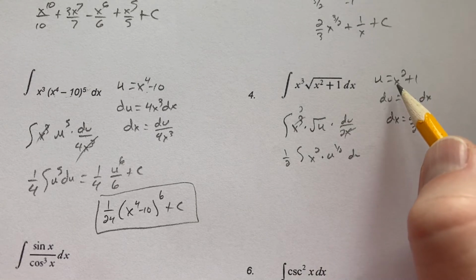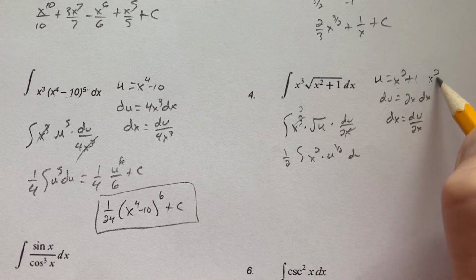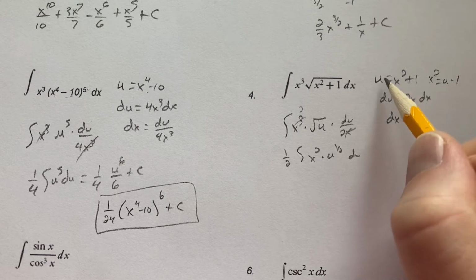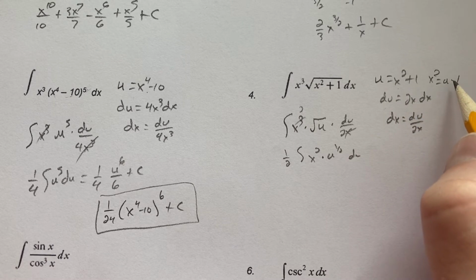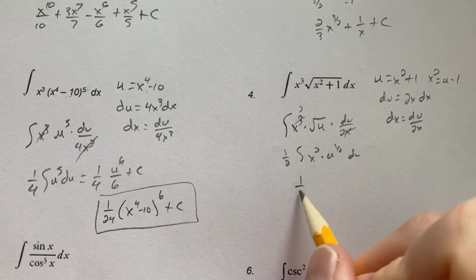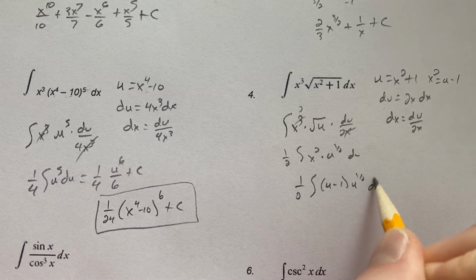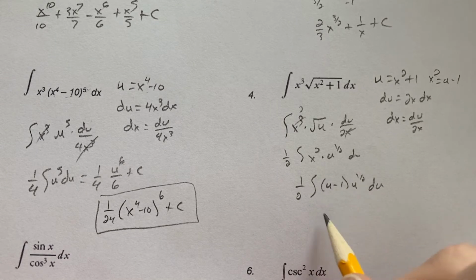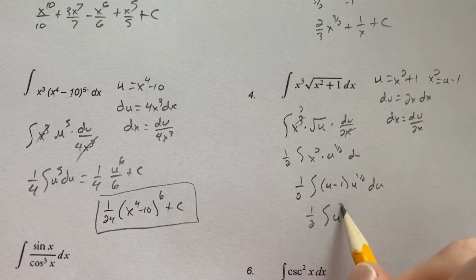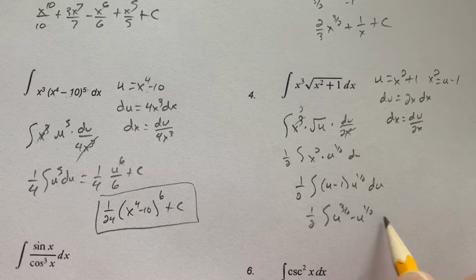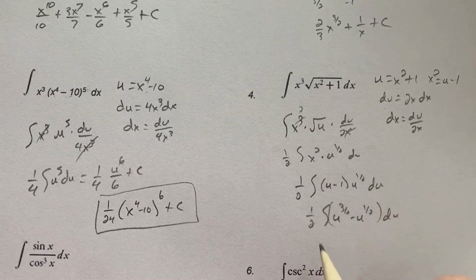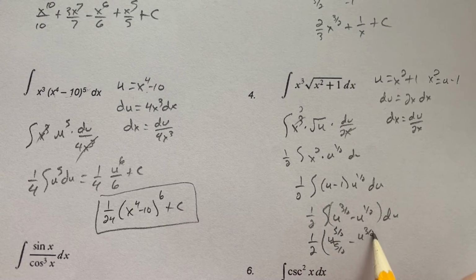But I look and I say, well, x squared's right here. In fact, x squared is equal to u minus 1 if I just subtract that 1 over. So what if I do that subbing in? What if I make this u minus 1, u to the 1/2 du? And then I distribute that, and I'd get u to the 3/2 minus u to the 1/2 du. Well, now I can do that, right? I can make this 1/2 u to the 5/2 over 5/2 minus u to the 3/2 over 3/2 plus c.